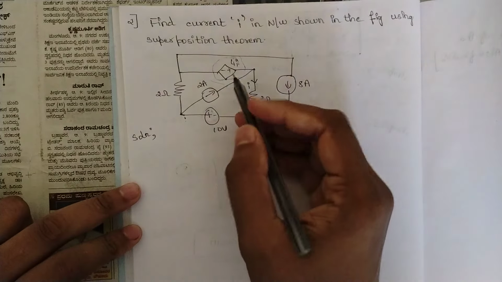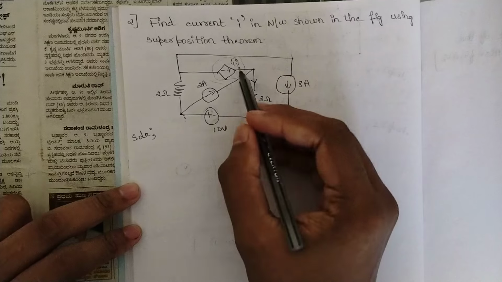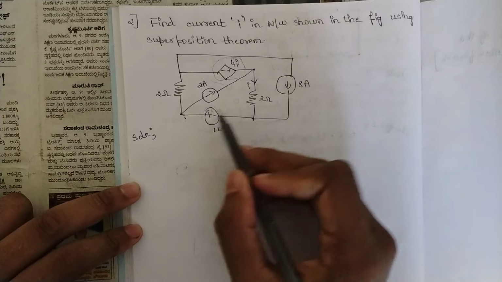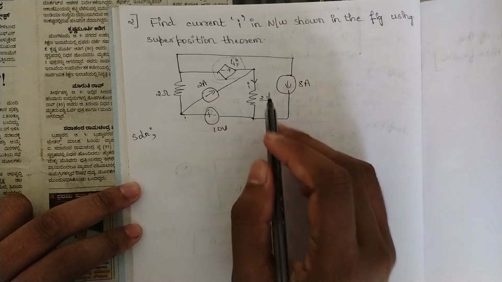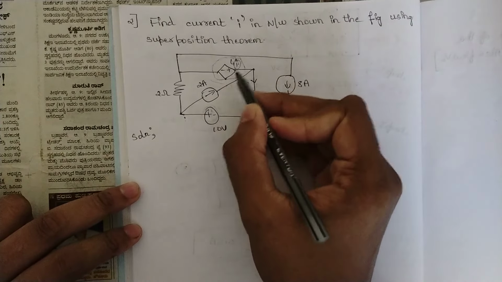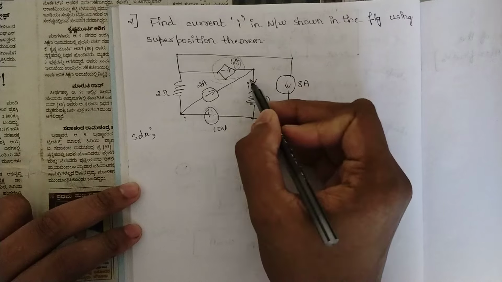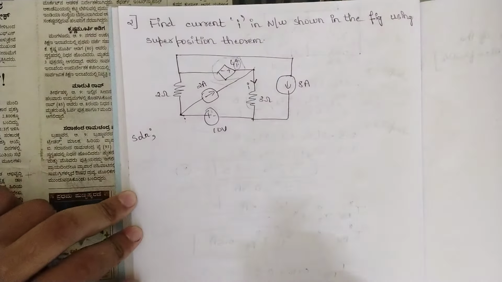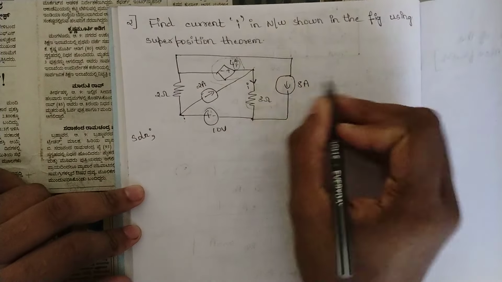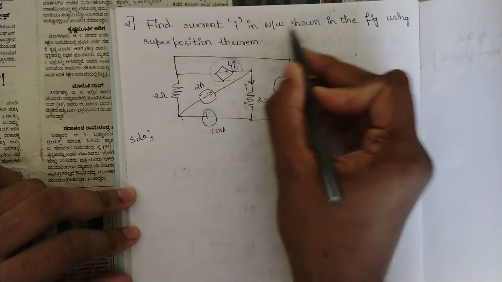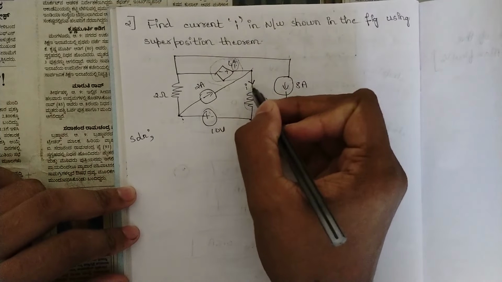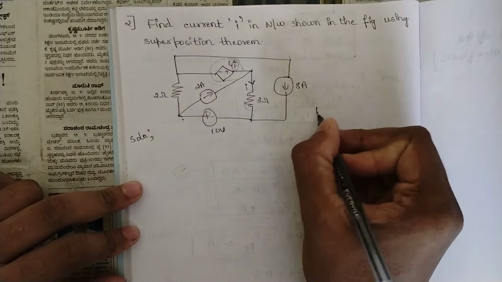But here in this case, we have three sources. That is, one dependent source, one voltage source, and one current source, along with the two resistances. And this is the current controlled voltage source, and this current is flowing through this branch, that is across this 3 ohm resistance. Okay. Again, here our goal is to find current I in the network shown in the figure using the superposition theorem. Our goal is to find this current I, small letter I.